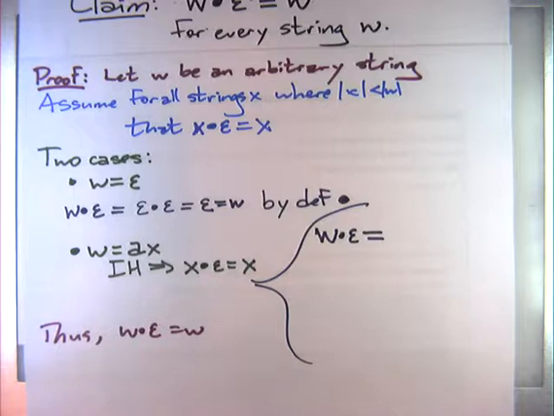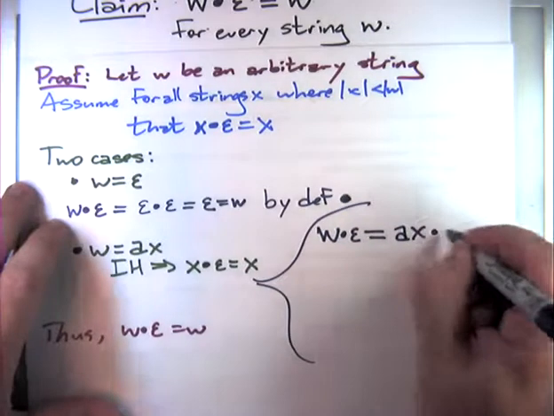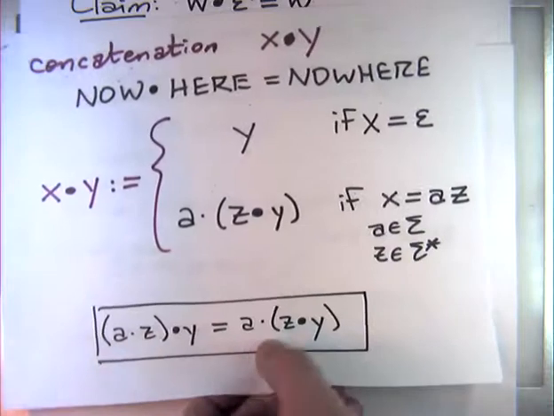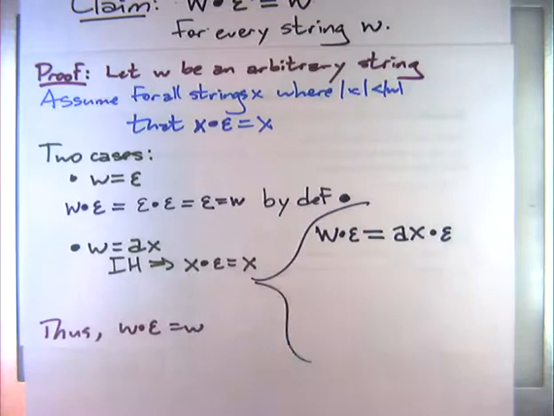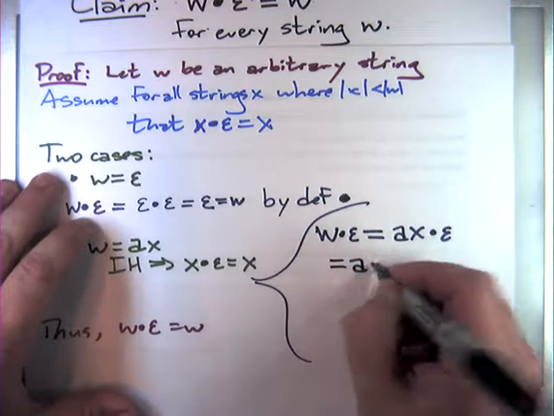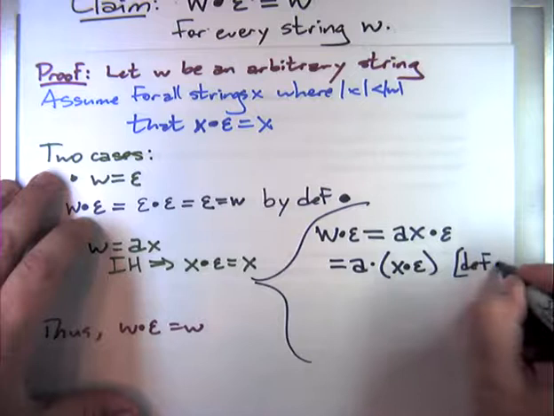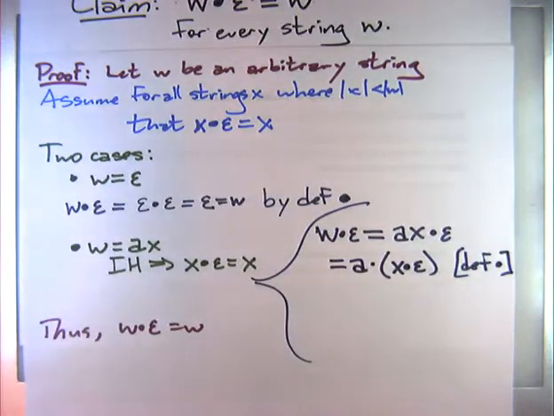Good. So W dot epsilon is AX dot epsilon. Right? Good. Now, what do I know about AX dot epsilon? From the definition, it's the same as A dot X dot epsilon by the definition of dot. Now, what do I know about X dot epsilon that's written on the page? It's equal to X. Right?